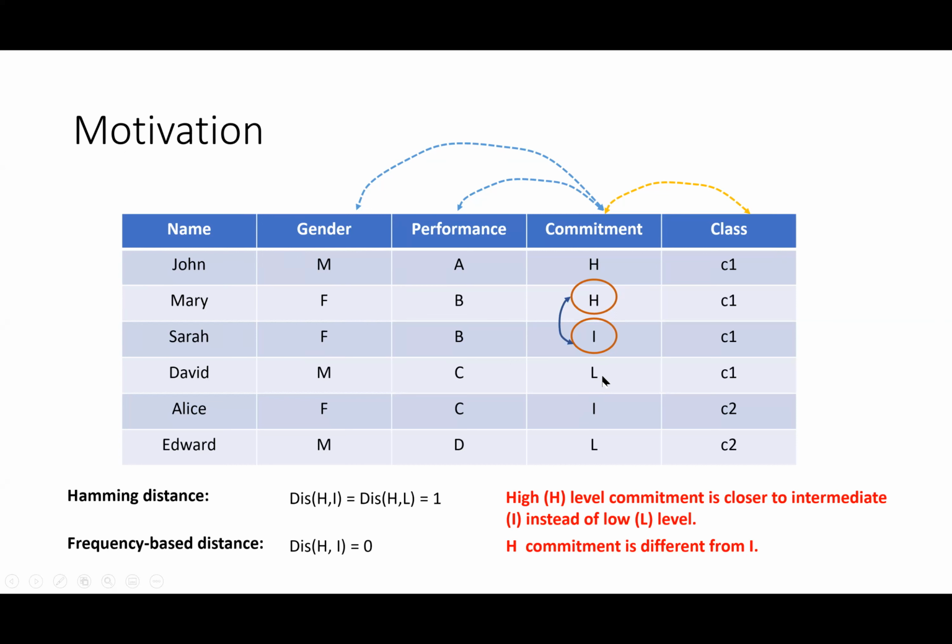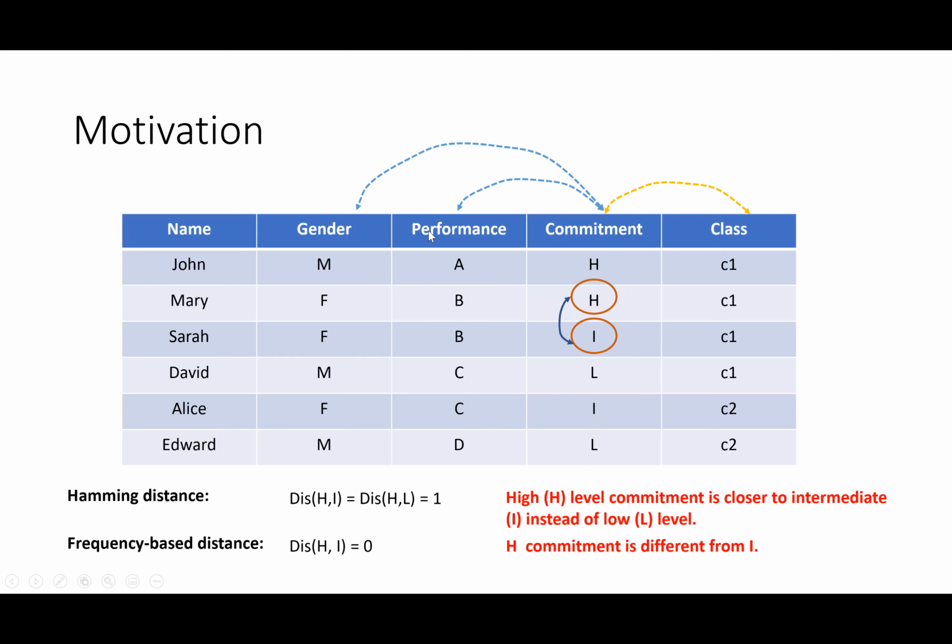If you simply use Hamming distance, a frequency-based approach, to measure, you would get this kind of conclusion. But we understand, in terms of commitment, high would definitely be different from low, right? And the distance between high and intermediate would definitely be different from that between high and low, right? But how can we measure this in the learning, in the similarity or dissimilarity building?